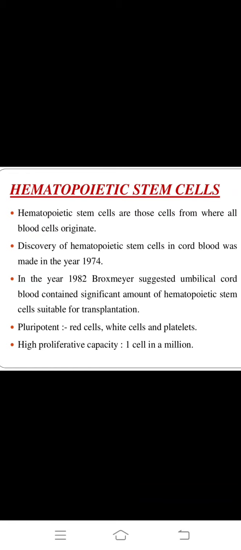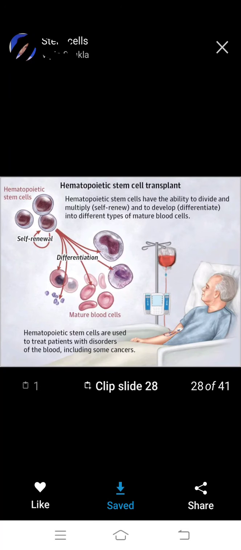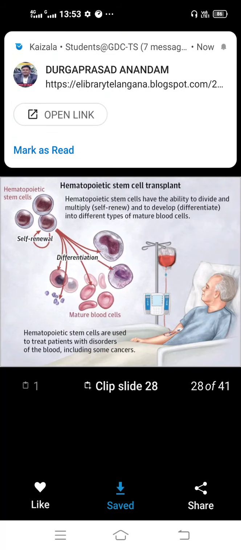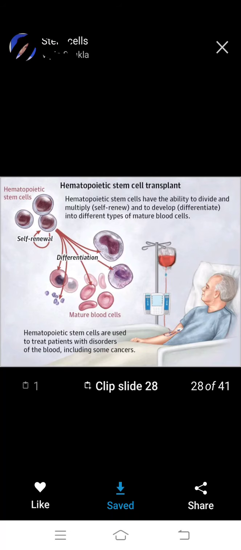Next, we also discuss hematopoietic cells, and cell transplantation, how transplantation works, for example self-renewal. Differentiation means multipotent. Hemopoietic stem cells are used to treat patients with disorders of the blood, including some cancers.